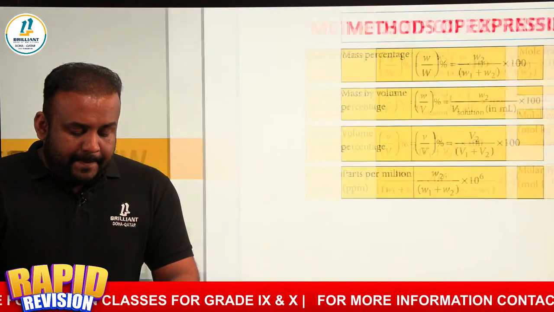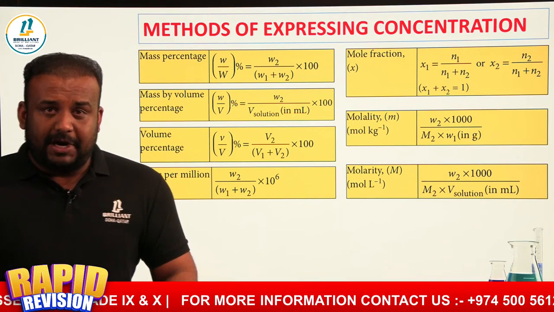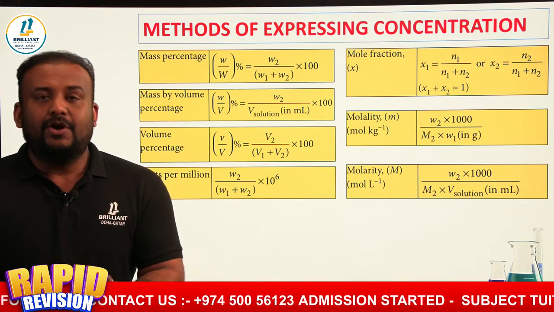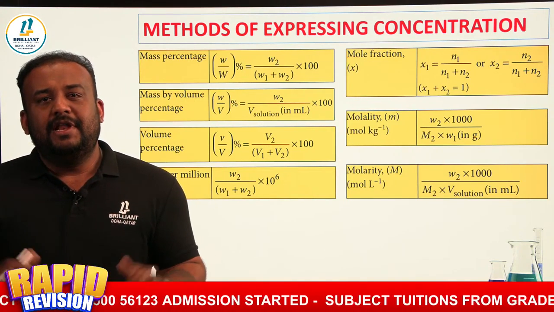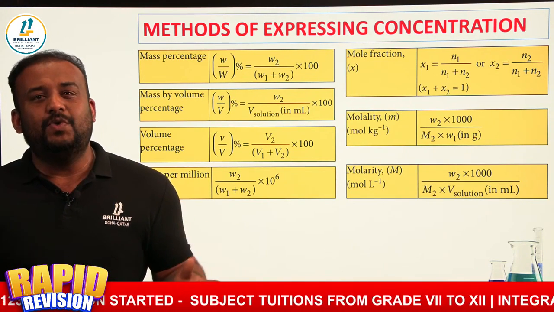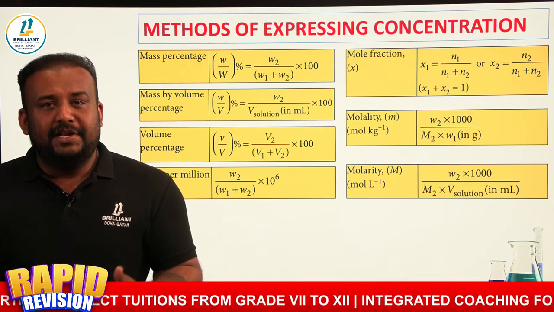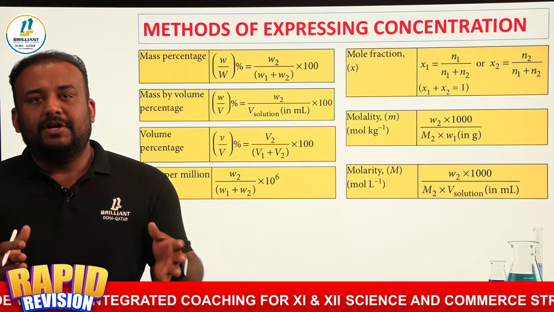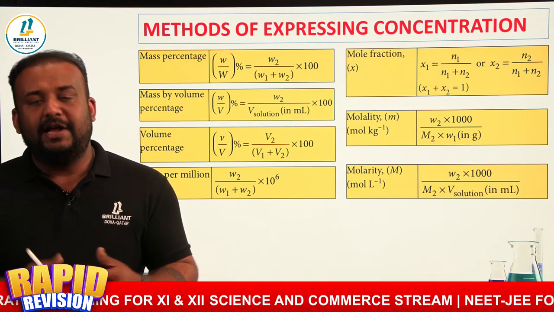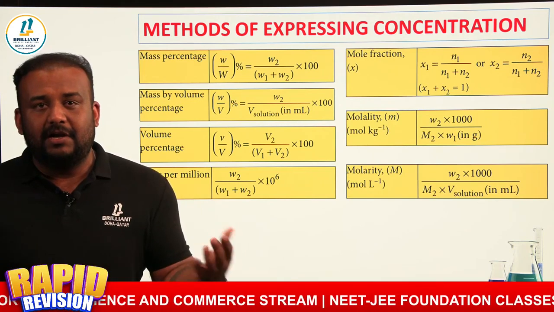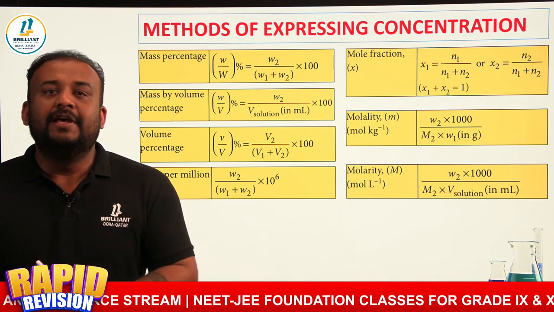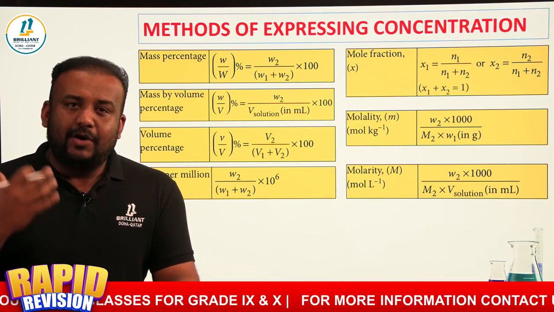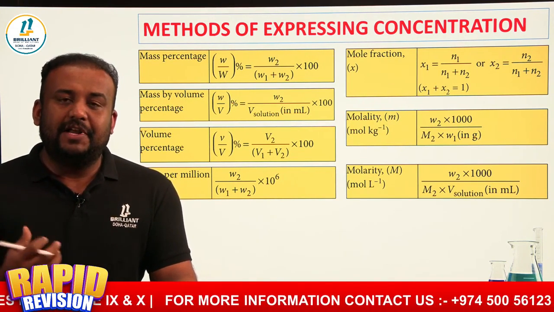So starting with the first part of the chapter, we have different methods of expressing the concentration. As you all know, in the chapter solutions, you have only two terms. Solutions are binary mixtures where one component is dissolved in another component. The dissolved component is called the solute, and the component which is present in bulk, where you dissolve the substance, is called the solvent. So there are different ways of expressing how much solute is present in a given amount of solvent.